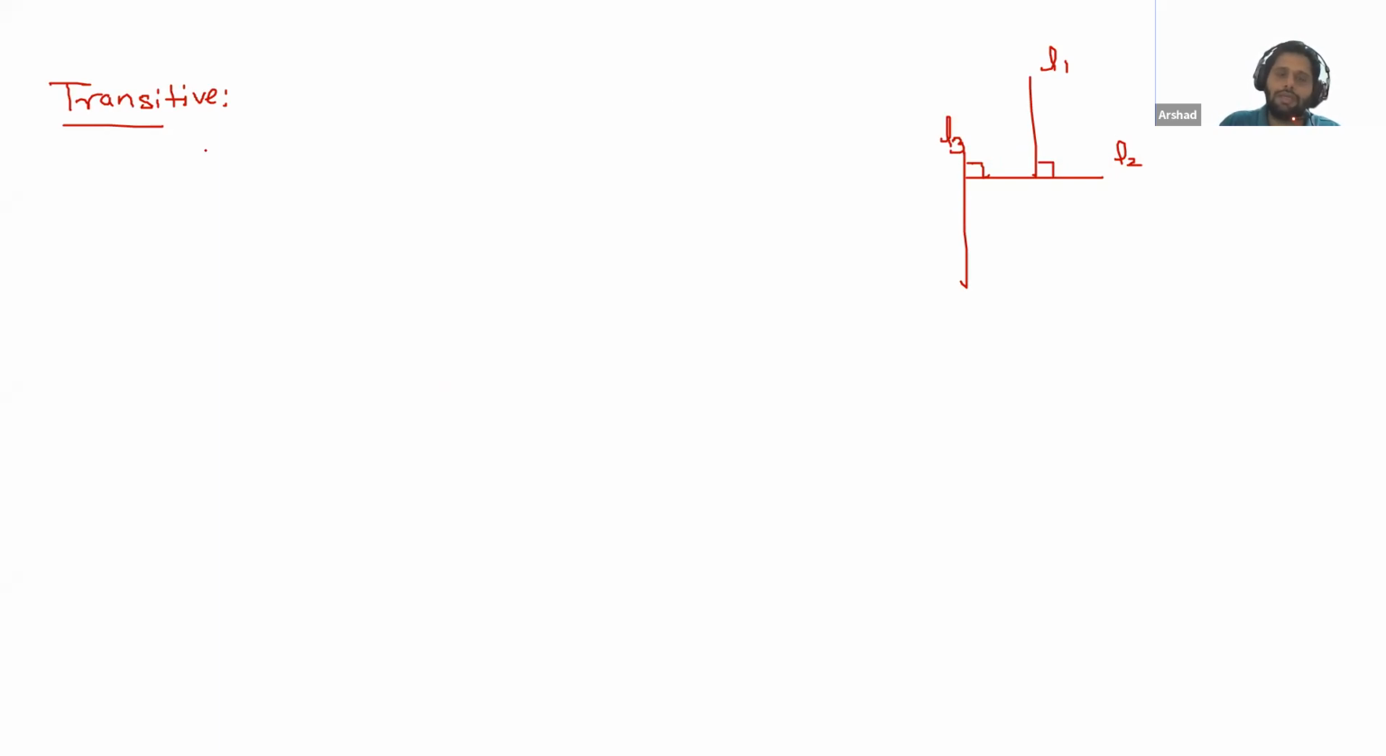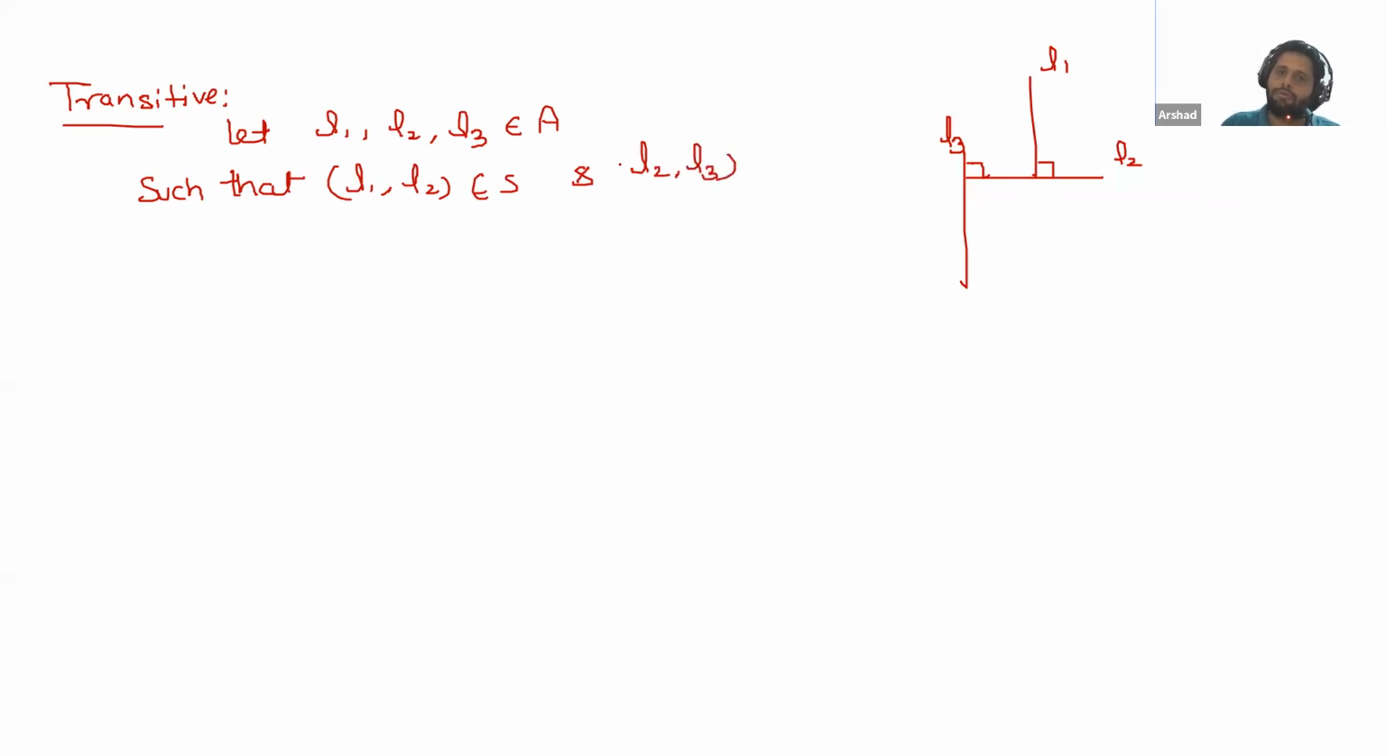So how will we do this? Again, the same thing. First and second step will be the same. So this is not transitive. Good, Zed. Let L1, L2, L3 belong to set A. We need three lines. What is the set? A set of straight lines. Such that we will assume this, because in this case we can't put the value. That's why we are doing it like this, such that (L1, L2) belongs to your relation S and (L2, L3) belongs to your relation S.